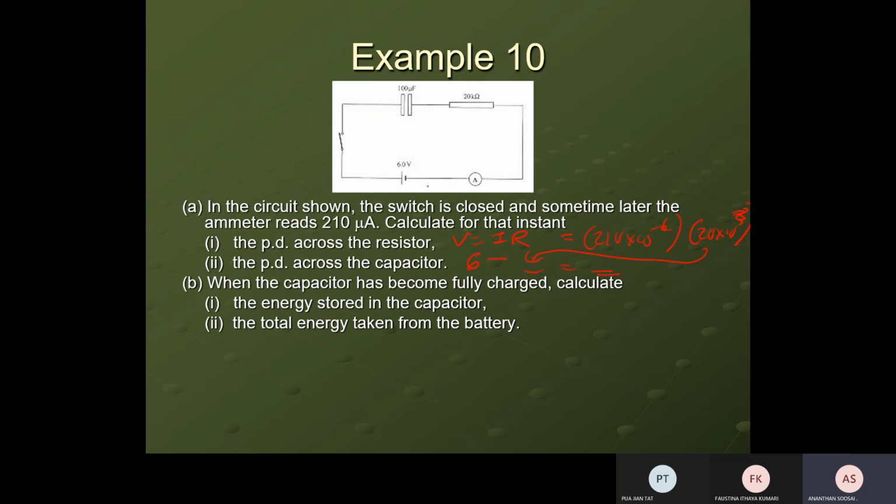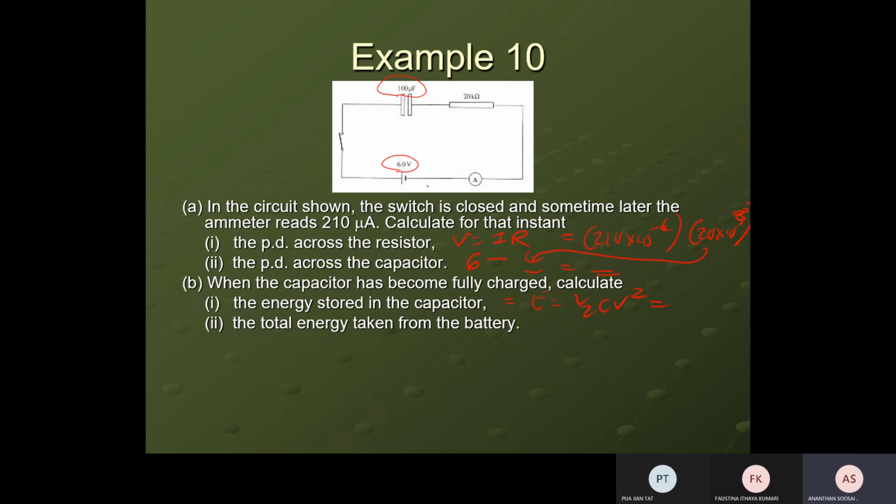So that's A. B: when the capacitor has become fully charged, calculate the energy stored in the capacitor. What formula? A new formula, so learn it. What do you know? The voltage is 6 volt and the capacitance is 100 microfarad. In terms of C and V, the most suitable formula is energy equals one half CV squared, since you know the voltage across the capacitor.